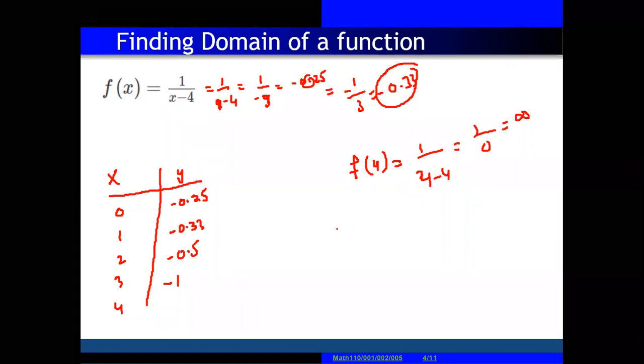So in this case, we have a function f of x is equal to 1 over x minus 4, and the domain of the function is all real numbers except one value, and that value is 4. 4 is not allowed. You can say all real numbers, but x not equal to 4.